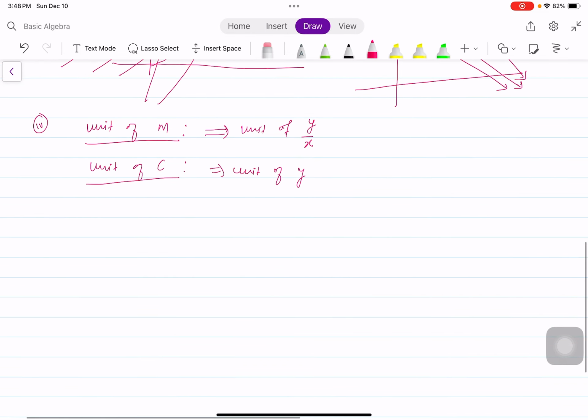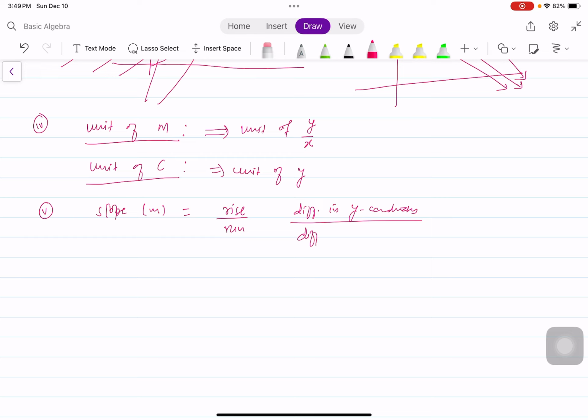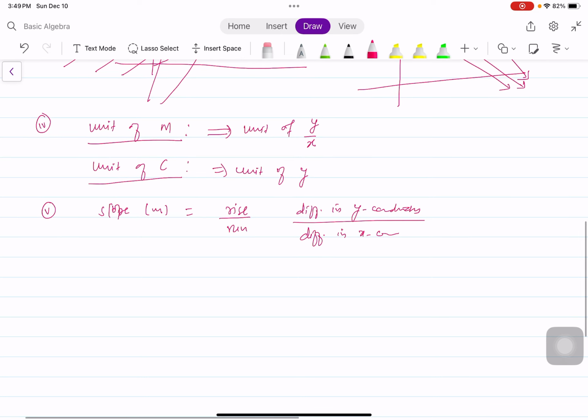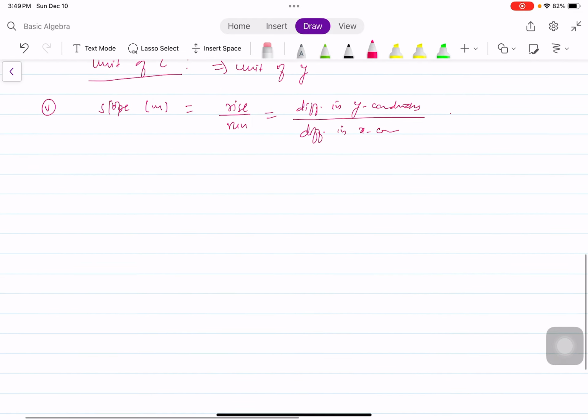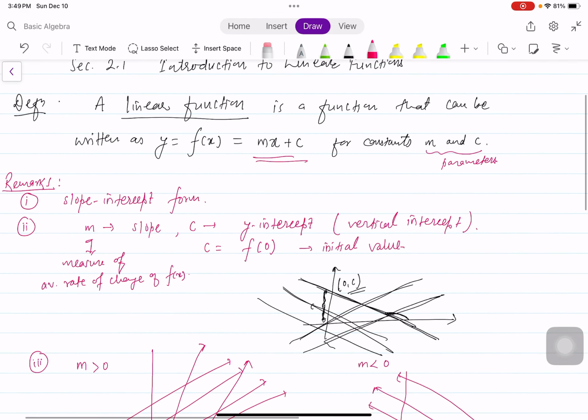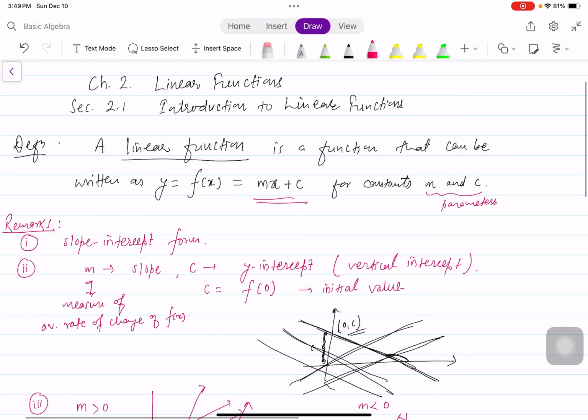Another thing, the fifth point is slope. m is always rise over run. So what is rise? Rise is the difference in y coordinates, so the vertical distance, right? And run means the difference in x coordinates, so this is the horizontal distance. So vertical over horizontal will always give you the slope. So these are a few points about linear functions, y equals mx plus c.